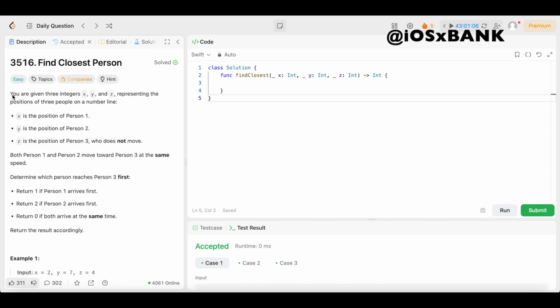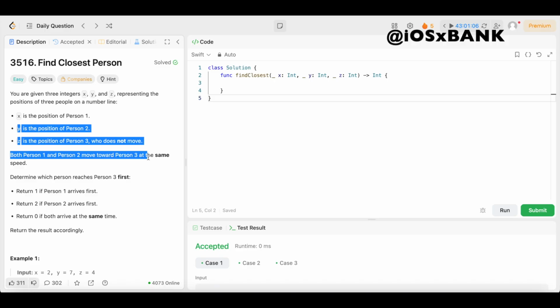So now let's see what the question says. You are given three integers x, y, and z representing the positions of three people on a number line. X is the position of person number one, y is the position of person number two, and z is the position of person number three who does not move.